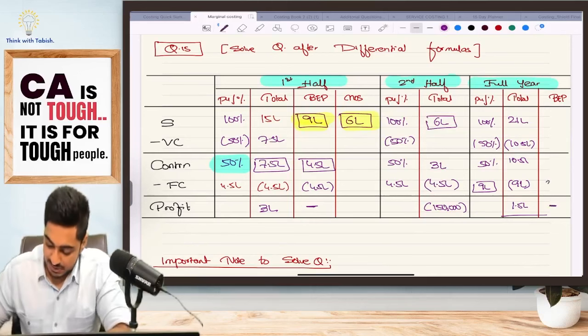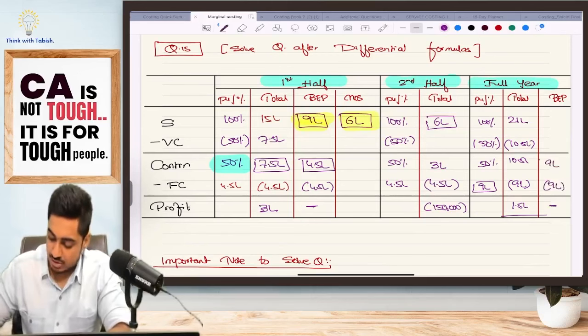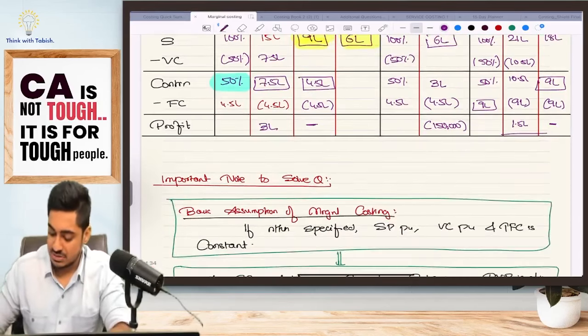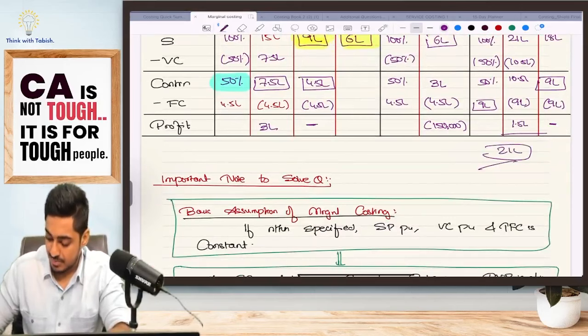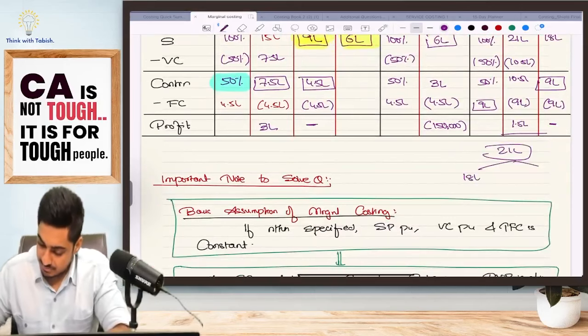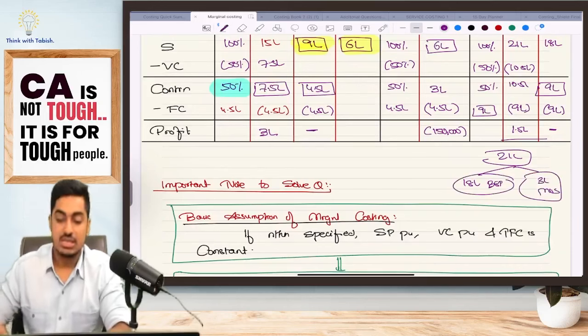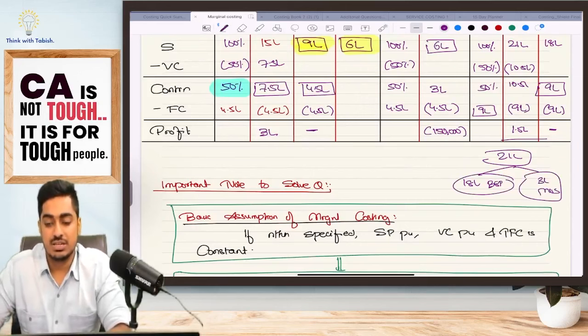For BEP, I'll have to pay 9 lakh fixed cost. For that, I want 9 lakh contribution, which is 50%. So 9 lakh divided by 50%, 18 lakh. Yes or no, everyone? That means in total 21 lakh. 18 lakh will be BEP, and 3 lakh will be margin of safety. Yes or no, everyone? Give me a confirmation, my dear students.